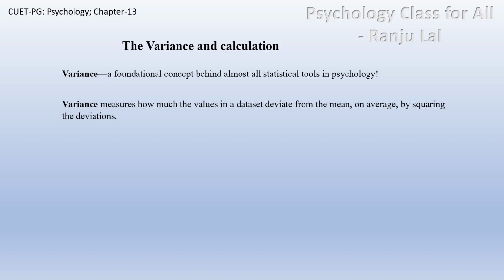We can define variance as a measure of how much the values in a data set deviate from the mean, on average, by squaring the deviations. Think of variance like this: variance measures how spread out the responses are from the average. It's like asking how far on average each score is from the center, and how spread out the results are.